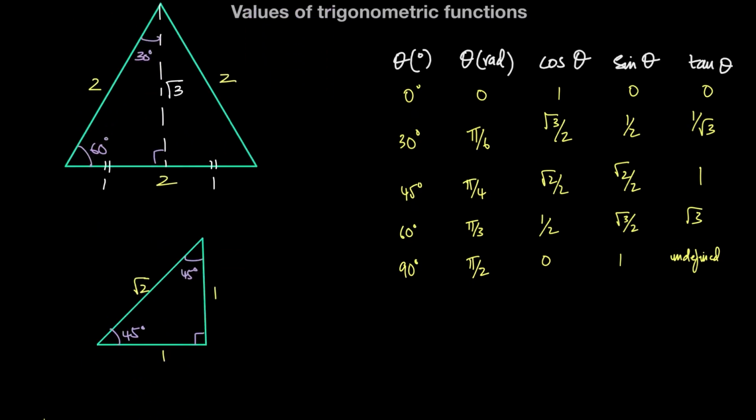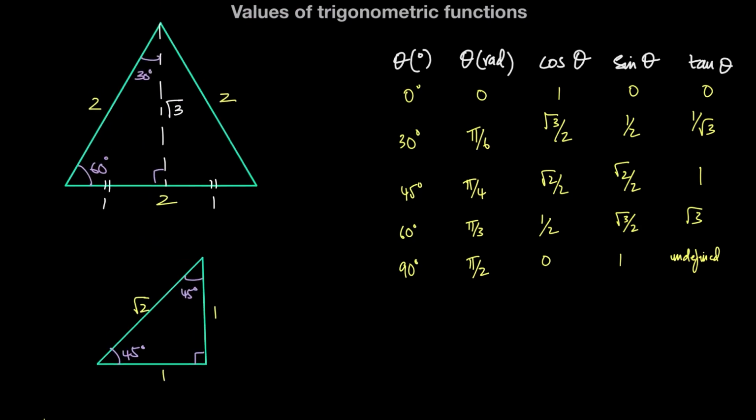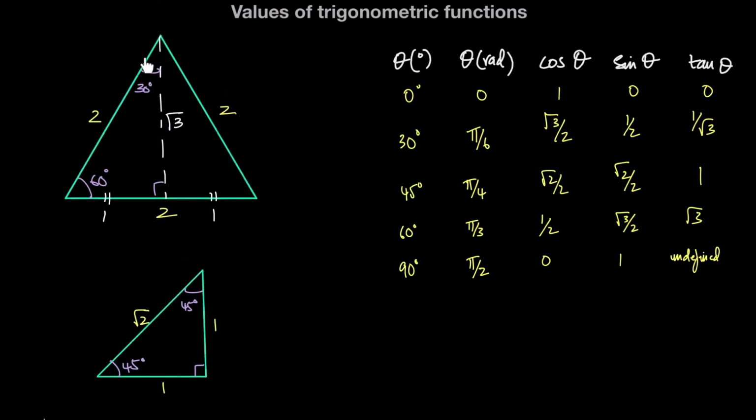So here I have two triangles over here. The first triangle that we have is the equilateral triangle, where each side is of length 2 units. So here I have an equilateral triangle and each side is of length 2 units. Obviously the angles of this triangle are 60 degrees, right?